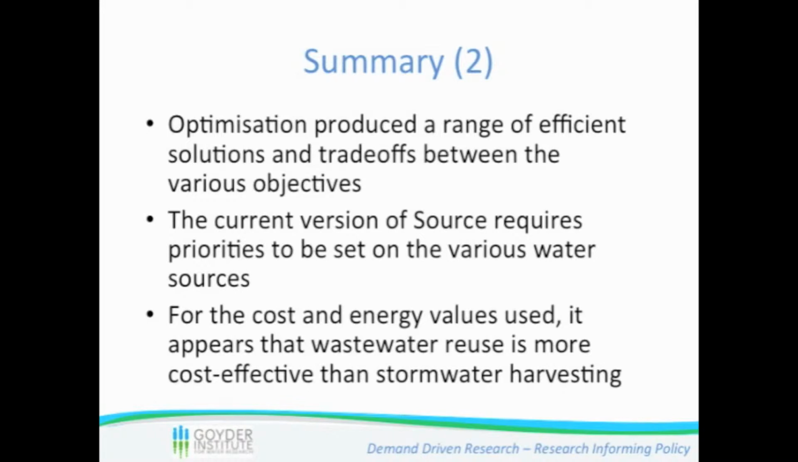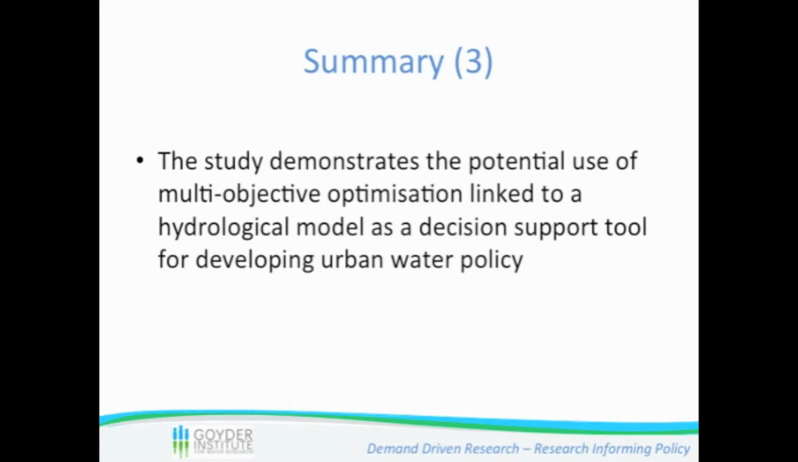The current version of source requires priorities to be set on the various water sources, but that doesn't dominate the optimisation. It really just is an input. And for the cost and energy source values used, it appears that wastewater reuse is more cost effective than stormwater harvesting out of the studies that we've got. So in concluding, the study really demonstrated the potential use of multi-objective optimisation linked to a hydrologic model as a decision support tool for developing urban water policy.